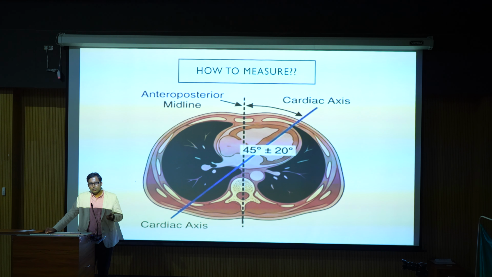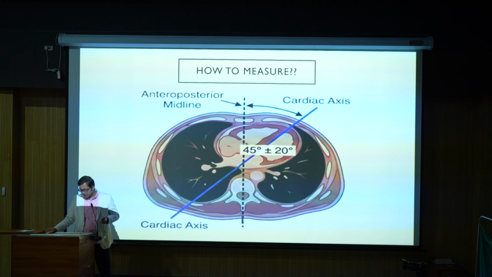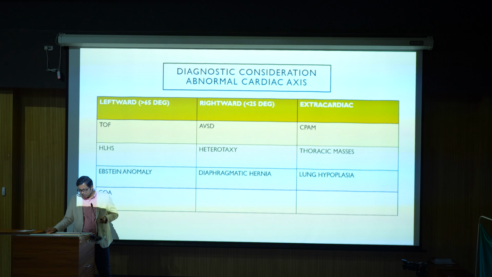We know that in the morning we saw that 45 degrees plus or minus 20 degrees is the normal range for the cardiac axis. So just the important chart: if there is a leftward shift of the heart or increased axis of the heart, then we can suspect TOF, HLHS, Ebstein's anomaly and coarctations. If there is a rightward shift of the heart, we can expect underlying AVSDs, heterotaxy and diaphragmatic hernias. If it is an extracardiac abnormality which is causing the abnormality of the cardiac axis, then CPAM and thoracic masses can be suspected.